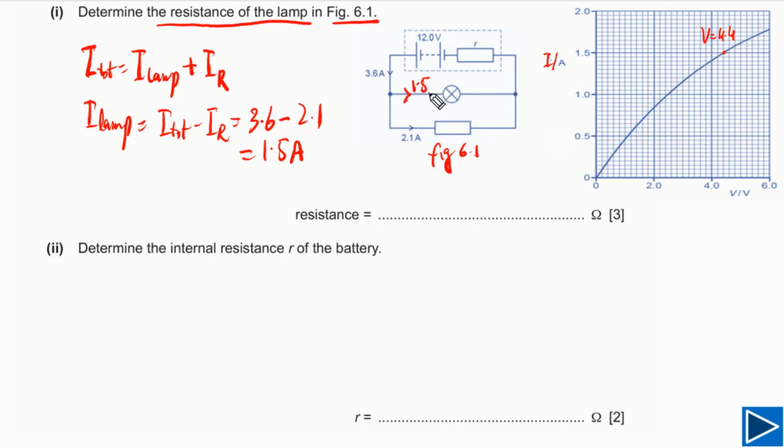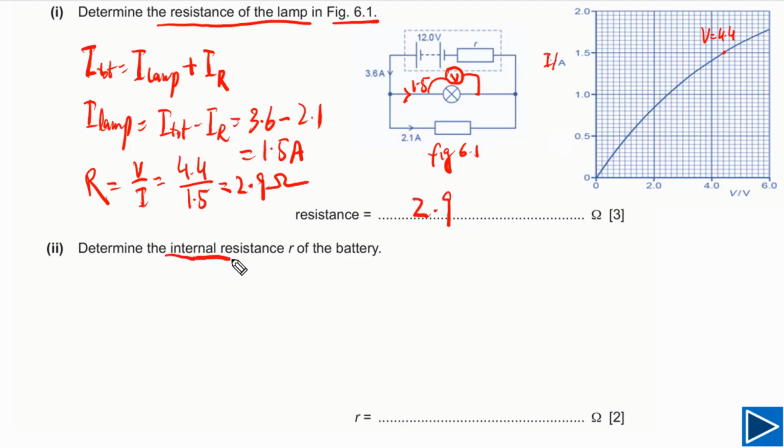Now we have the potential difference across this lamp, and the current passing through this lamp. So R we can simply calculate by V over I, which means we can simply use Ohm's law. This is 4.4 divided by I, and I is 1.5. If we solve this one, our final answer will be 2.9 ohms. So we can write down here our final answer is 2.9.